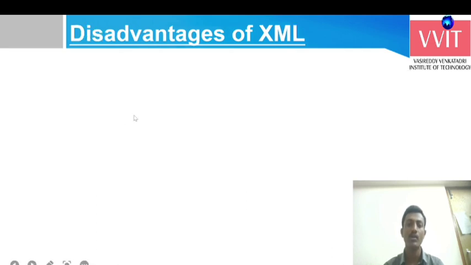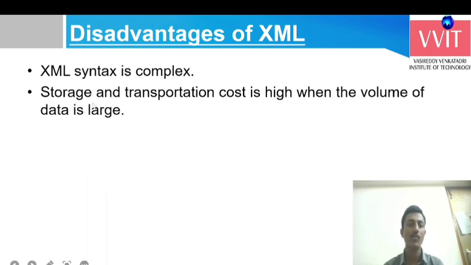Now see what are the disadvantages of using XML. XML syntax is complex. That means XML tags are user defined tags. Every user has their own tags. Storage and transportation cost is high and the volume of the data is large. When the data in the XML file is large, the storage and transportation cost is high.